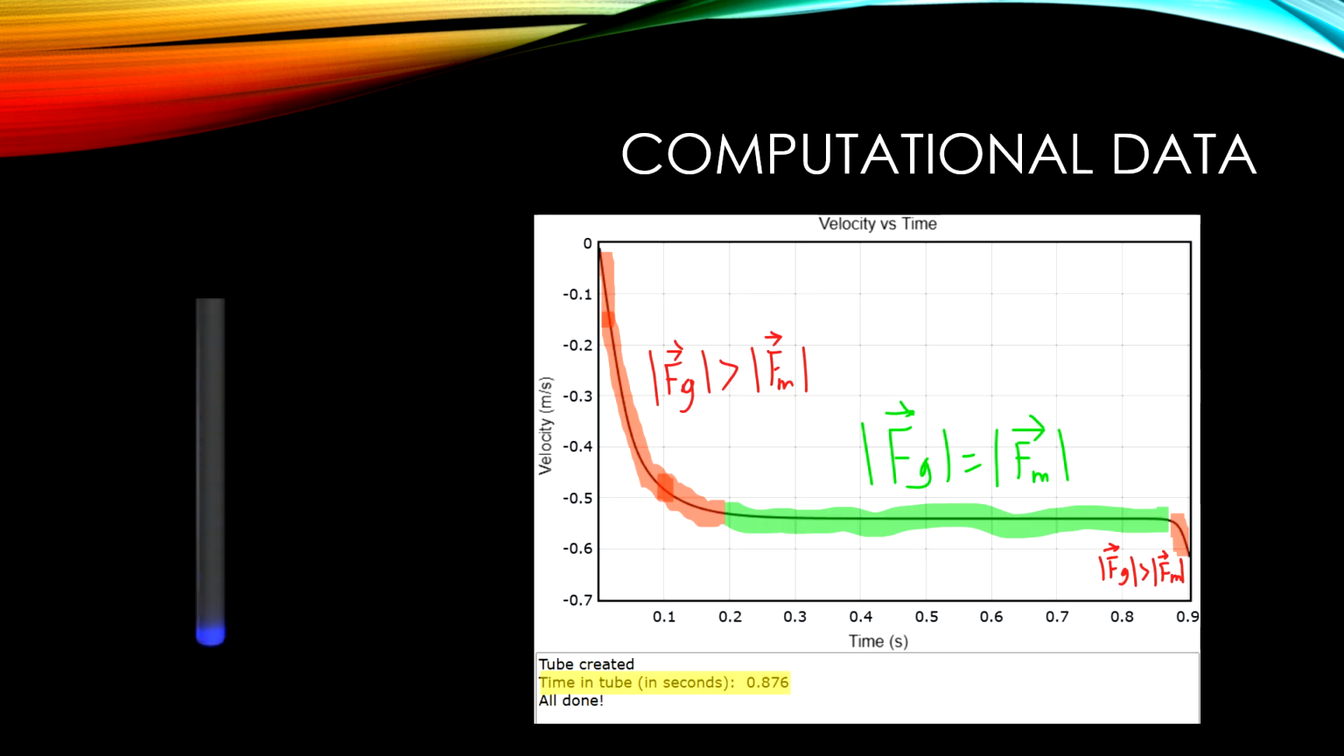This is the output of the computational model. At first, the force of gravity is stronger than the magnetic force on the magnet before it falls into the tube. As it enters the tube, the force of gravity is approximately equal to the opposing magnetic force on the magnet, which causes it to travel through the tube with constant velocity, as the net force is 0. Lastly, as the magnet exits the tube, the magnetic force stops acting on the magnet, so gravity accelerates it again. Critically, the computational time that it took for the magnet to travel through the tube was 0.876 seconds.